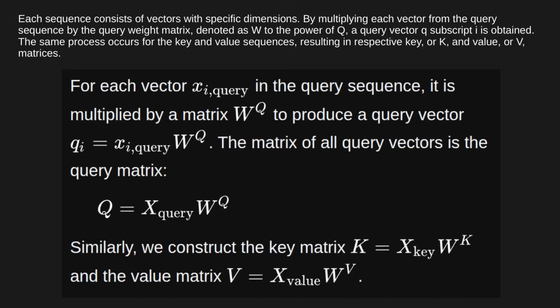Each sequence consists of vectors with specific dimensions. By multiplying each vector from the query sequence by the query weight matrix, denoted as W to the power of Q, a query vector Q subscript i is obtained. The same process occurs for the key and value sequences, resulting in respective key, or K, and value, or V, matrices.